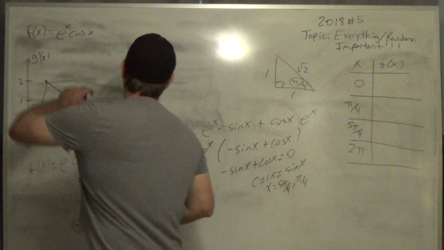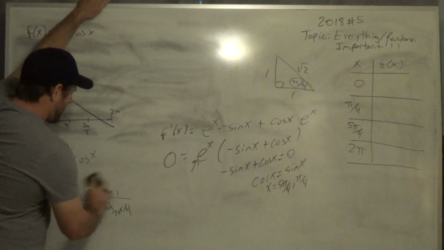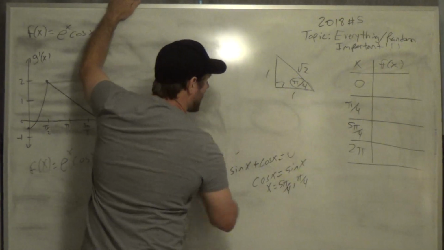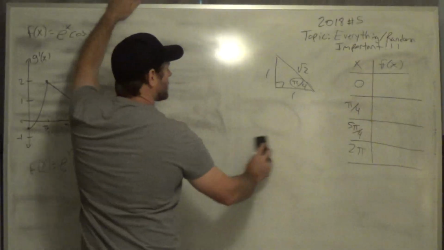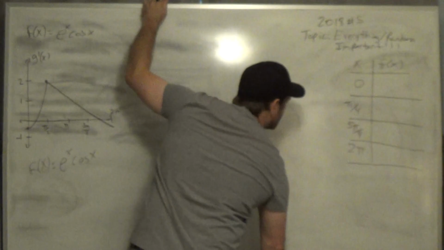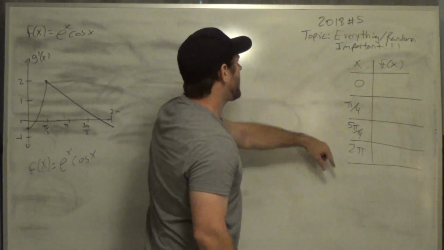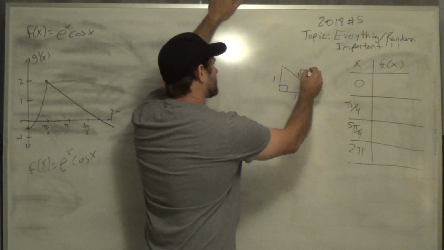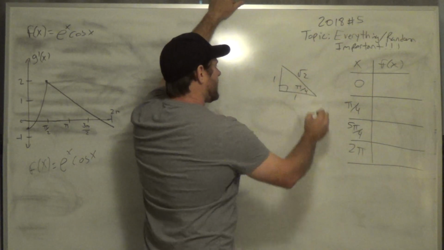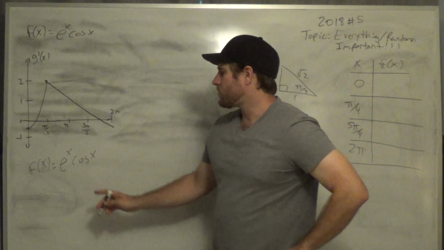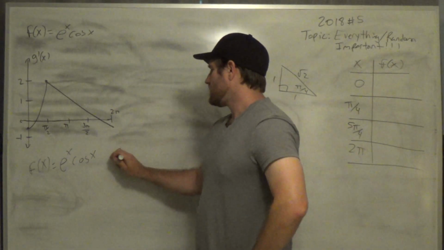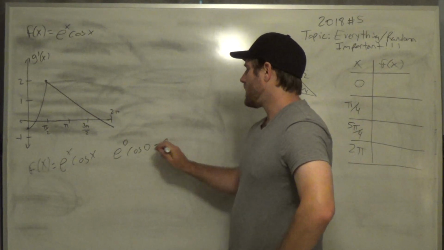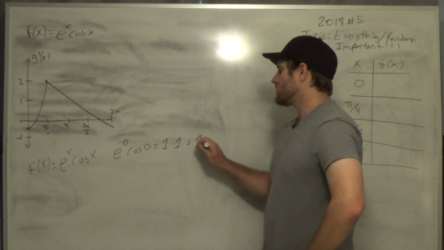Alright, and that's a lot of work, and now we even have to do more work. We've got to plug all this back in. So I'm going to take all this stuff and plug it back in. Okay. So let's go ahead and plug in a 0. If I plug in a 0, e to the 0 cosine of 0, e to the 0 is 1, cosine of 0 is 1, which is 1.